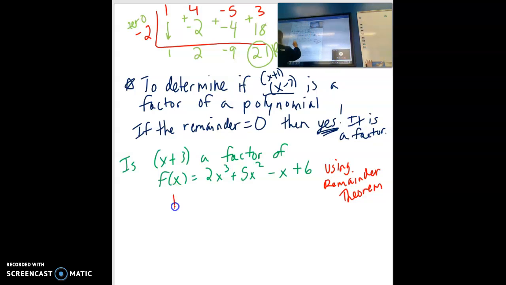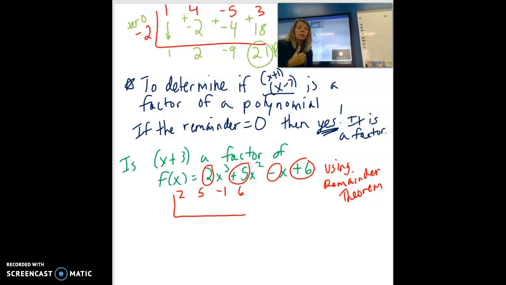So let's go ahead and set it up here. So my coefficients are 2, positive 5, negative 1, positive 6. Where am I coming up with these? 2 is here, positive 5, negative 1, positive 6. Again, my polynomial is in standard form. Okay. Now, based on this factor, I need to take the opposite to use the 0. So the 0 would be at negative 3. Okay.